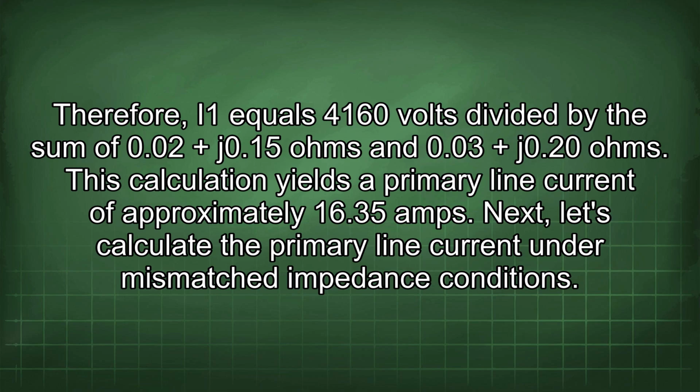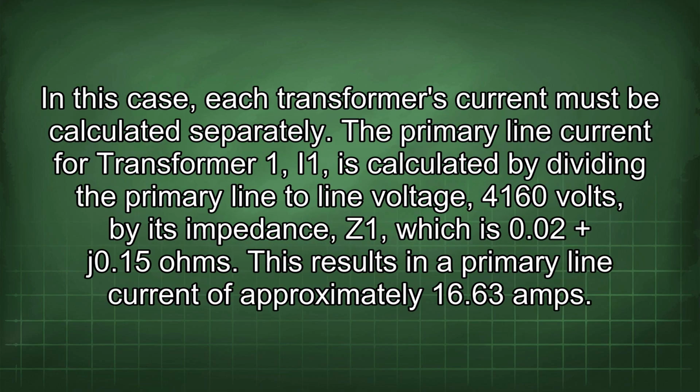Next, let's calculate the primary line current under mismatched impedance conditions. In this case, each transformer's current must be calculated separately. The primary line current for Transformer 1, I1, is calculated by dividing the primary line to line voltage, 4160 volts, by its impedance, Z1, which is 0.2 plus j0.15 ohms. This results in a primary line current of approximately 16.63 amps.